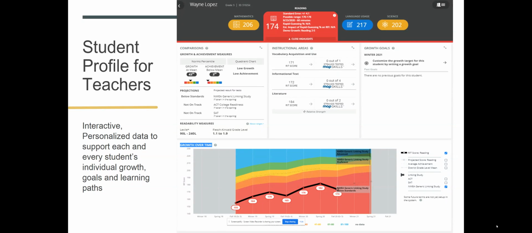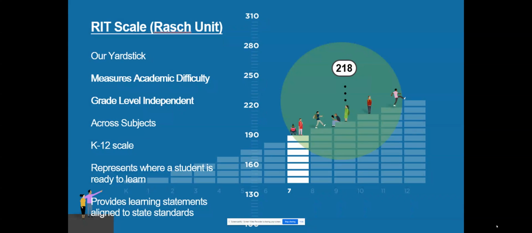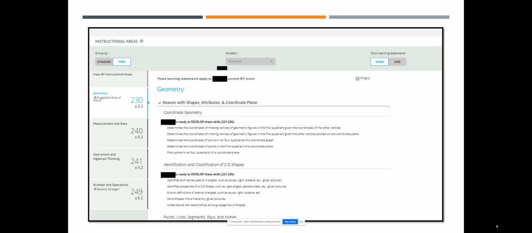The RIT score also provides teachers a representation of where the student is ready to learn, not just the number, but those numbers are then correlated to actual learning statements that are aligned to the Common Core standards. So for example, this student's overall math RIT score was broken down into 4 different math categories. Taking a look at geometry, her RIT score of 230 then translates into a series of standards or topics that the teacher can then use to design and plan instruction.